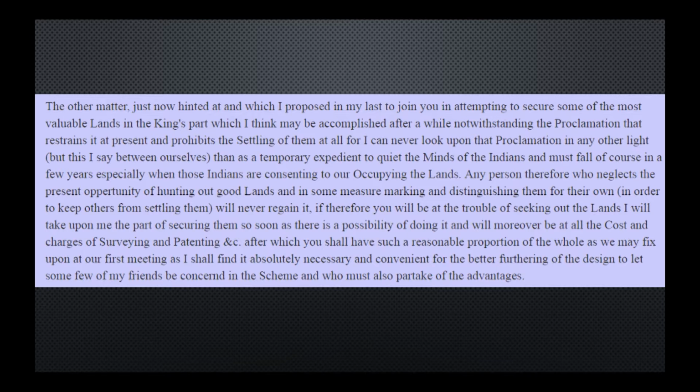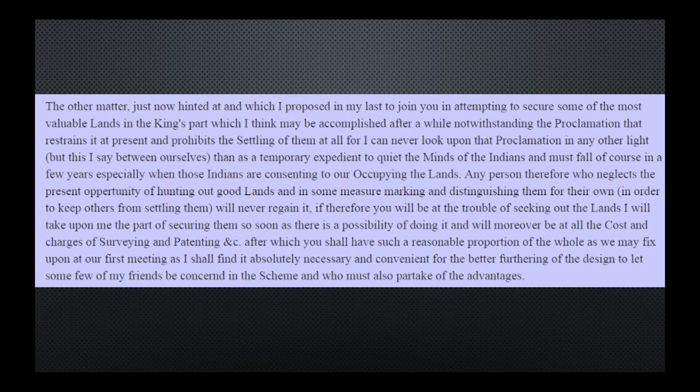The other matter just now hinted at, in which I proposed in my last to join you in attempting to secure some of the most valuable lands in the king's part, which I think may be accomplished after a while, notwithstanding the proclamation that restrains it at present and prohibits the settling of them at all, for I can never look upon that proclamation in any other light, but this I say between ourselves, than as a temporary expedient to quiet the minds of the Indians, and must fall, of course, in a few years, especially when those Indians are consenting to our occupying the lands.